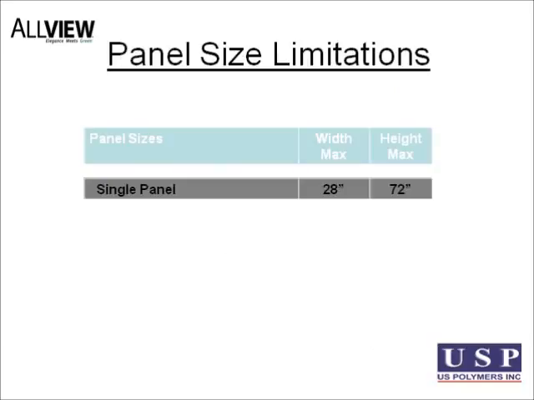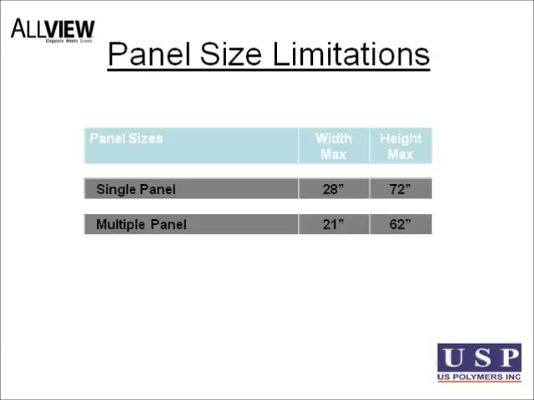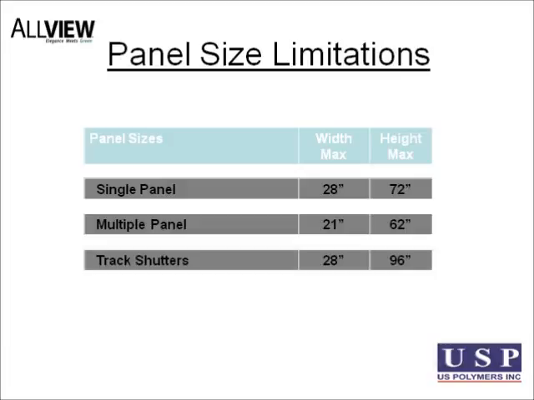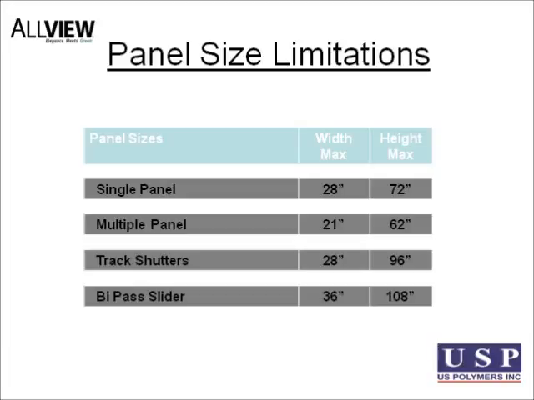On single panels, the maximum width is 28 inches and the maximum height is 72 inches. On multiple panels hinged to each other, the maximum width is 21 inches per panel and the maximum height is 62 inches. On track shutters, the maximum width is 28 inches and the maximum height is 96 inches. Finally, on bypass sliders, the maximum width is 36 inches and the maximum height is 108 inches.